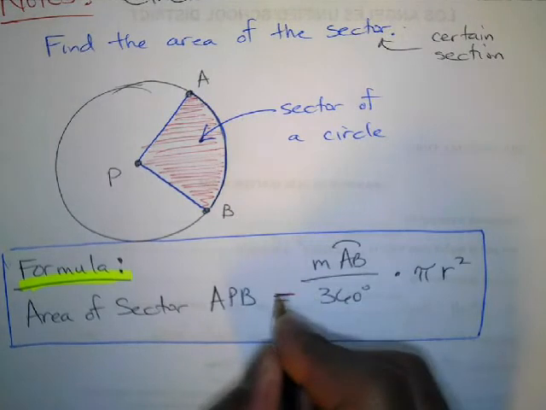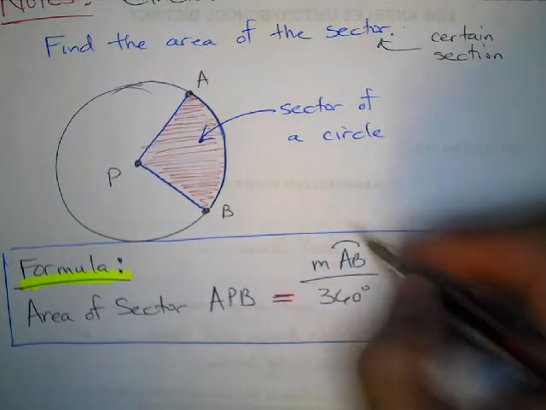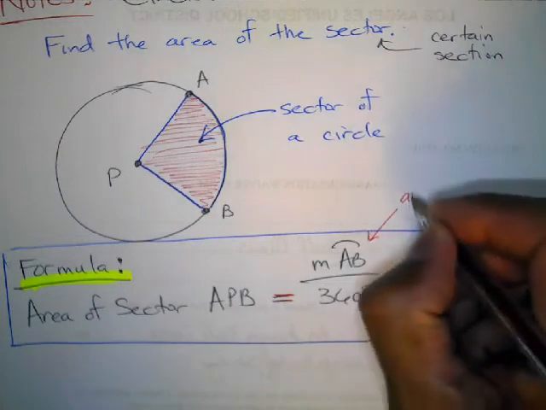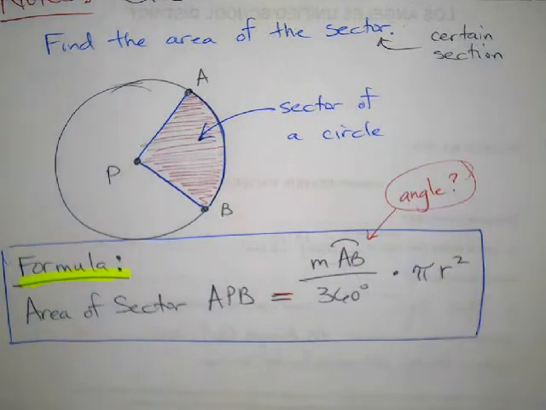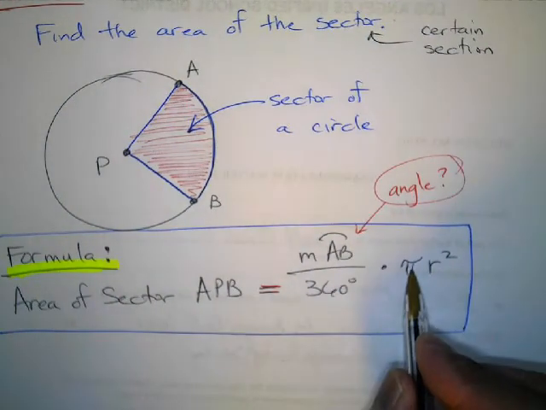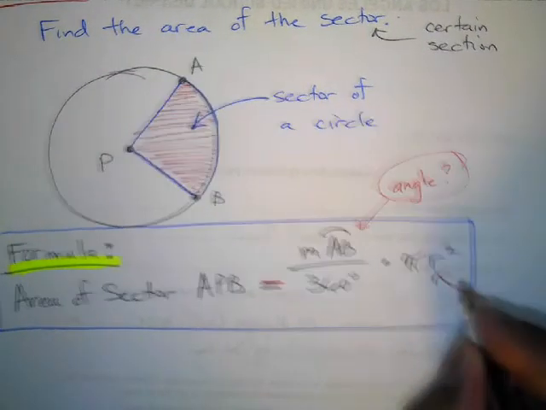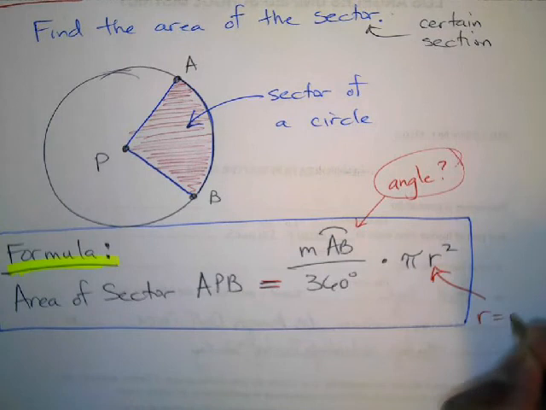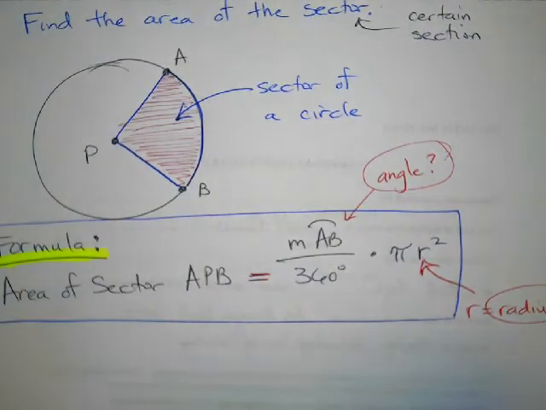So pretty much the area is this. And so you're going to need to know the measure of this arc, or the angle. This is the angle. You're going to have to find the angle. And what other piece of information do you need? I don't need 360, that's a number. I don't need pi, that's a number also on the calculator. And you need the R, what's the R? Radius. The R is the radius. That's it. You're only going to need those two pieces right there. All right, so let's jump in.